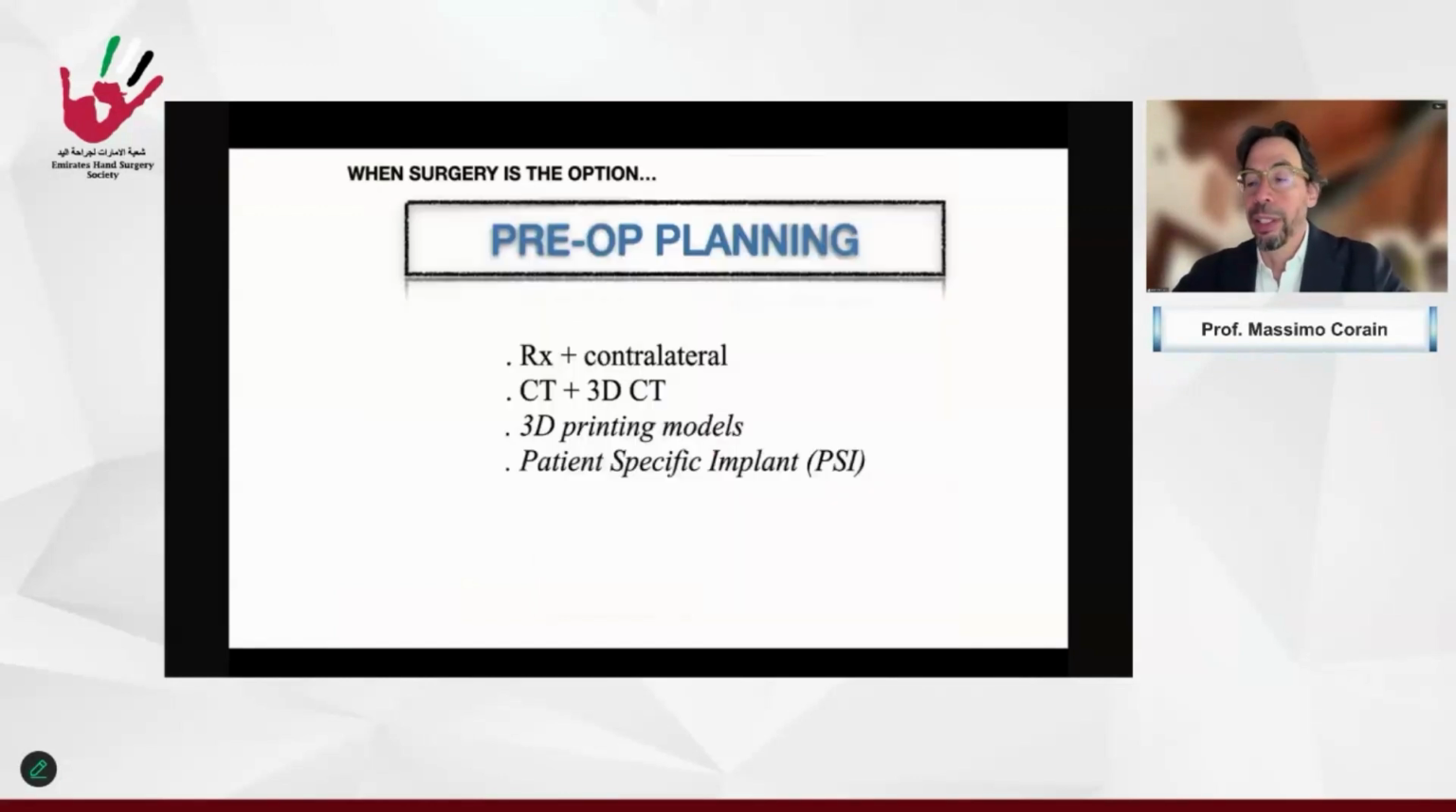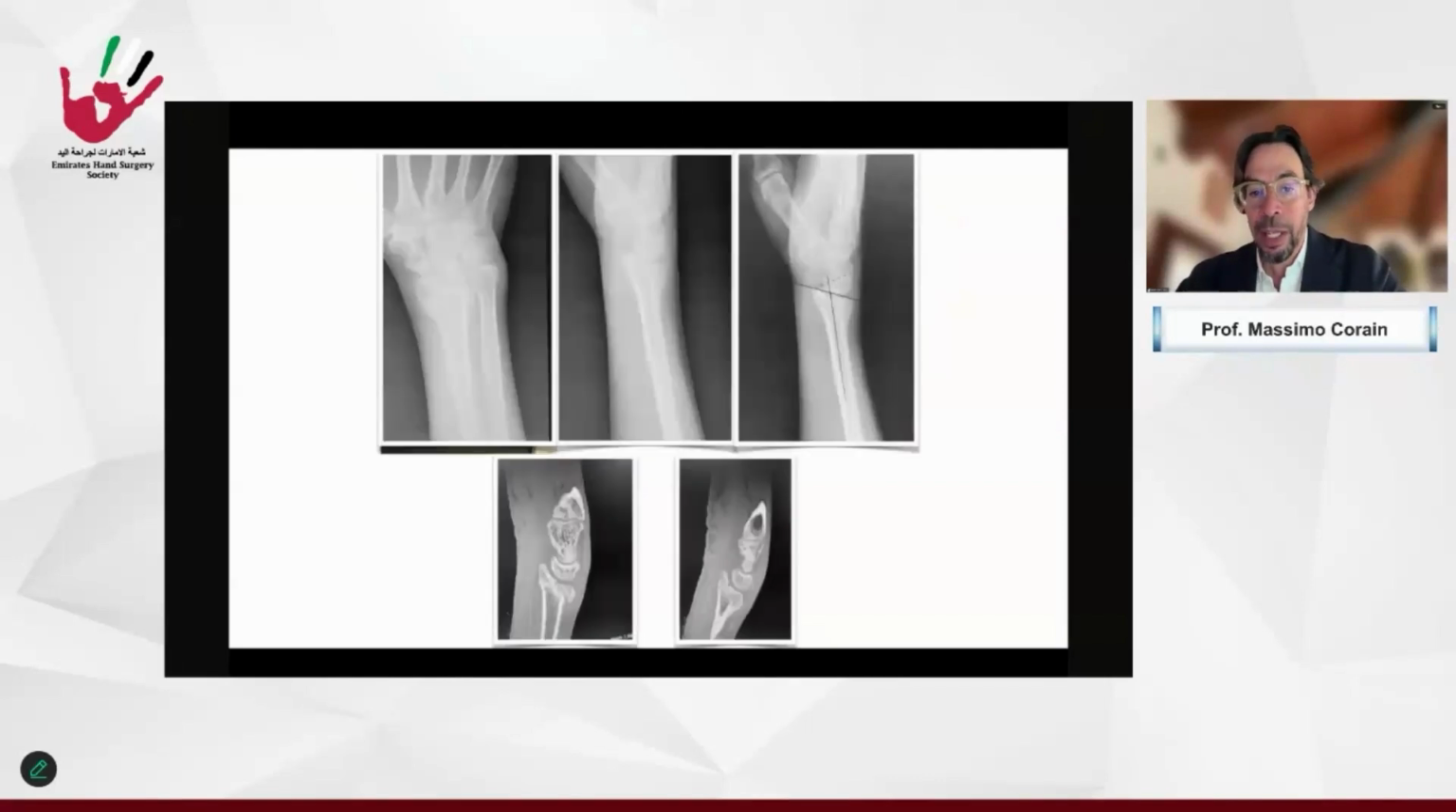When surgery is an option, when we decide to treat a malunion, we have to do pre-op planning. So X-ray, contralateral X-ray, CT, 3D CT, and all these are used in order to try to understand what to do in surgery. But we can also have 3D printing models, which I used until a few years ago, and I will show you. And more recently, patient-specific implants with 3D and custom-made plates.